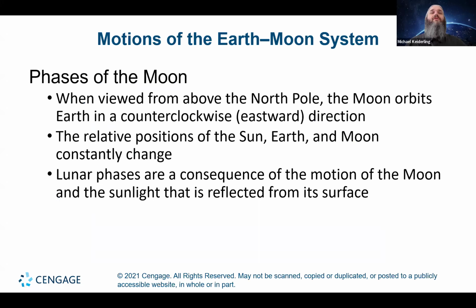So the phases of the moon that we see, when viewed from above the North Pole, the moon orbits the Earth in a counterclockwise eastward direction, the same direction the Earth is rotating. And the relative positions of the sun, Earth, and moon constantly change. And this causes different portions of the moon to be illuminated. The same side is always facing us, but the side of the moon that's facing the sun changes, and that's what's lit up. And the lunar phases are a consequence of the motion of the moon and the sunlight that's reflected from its surface.